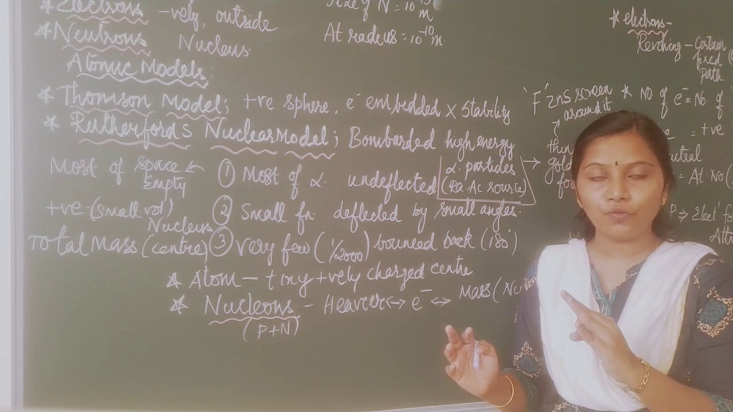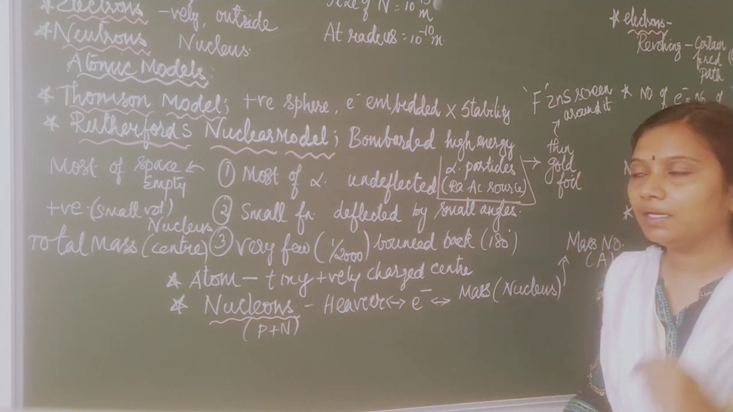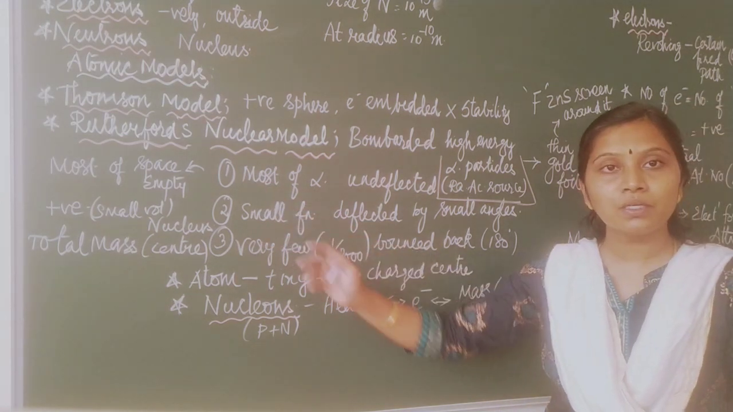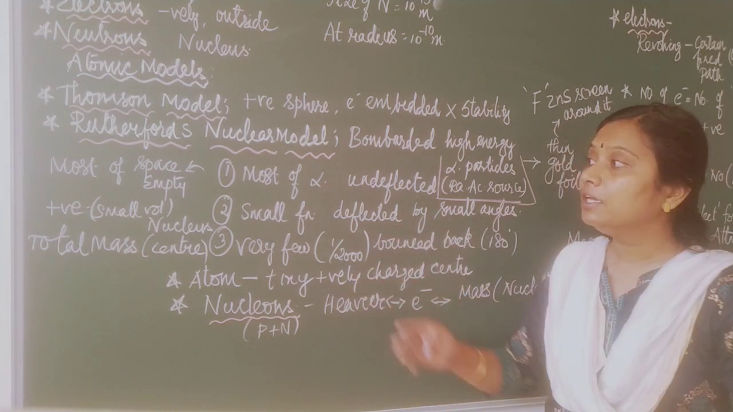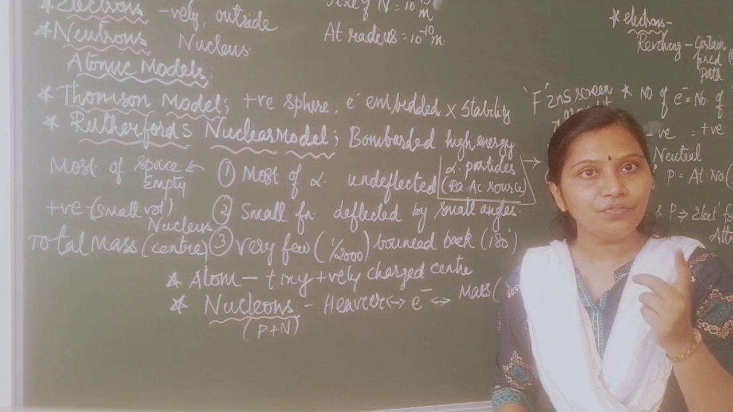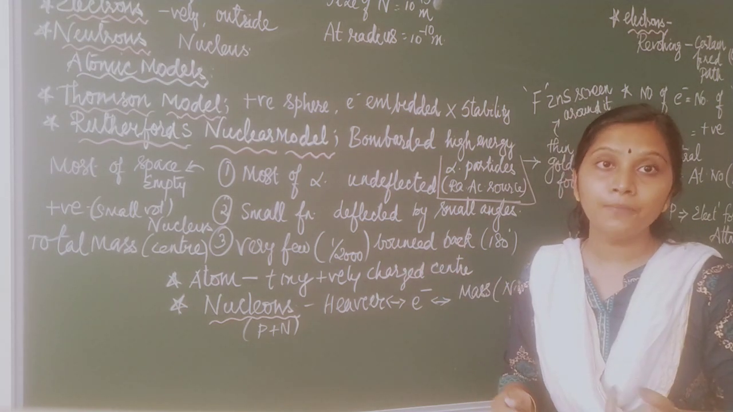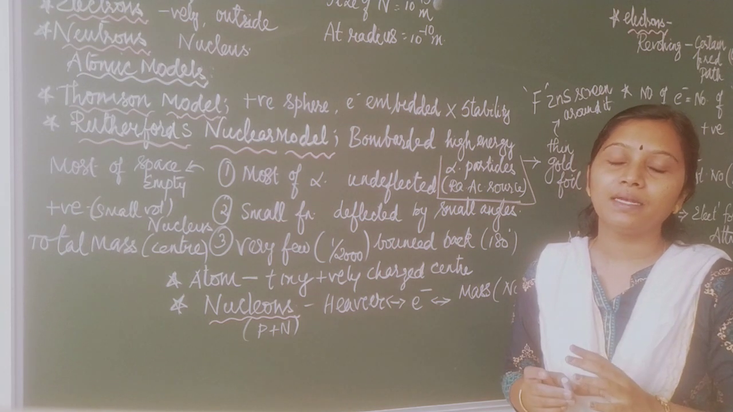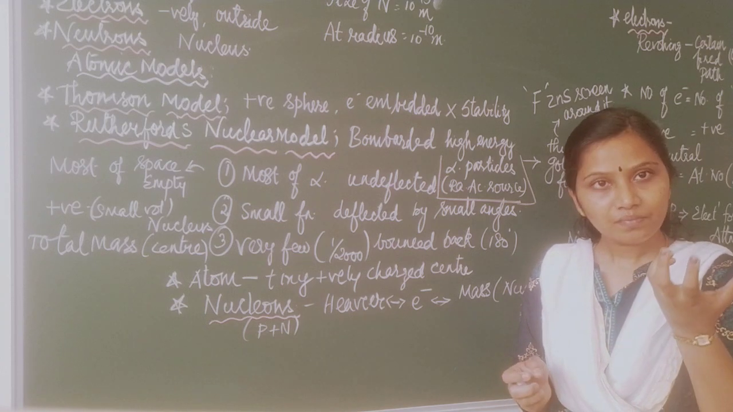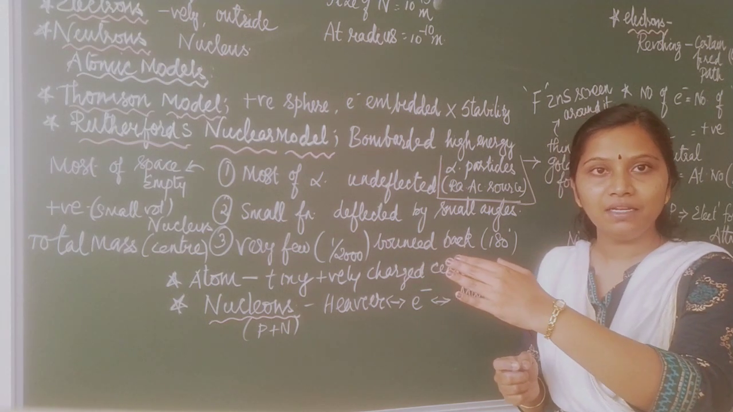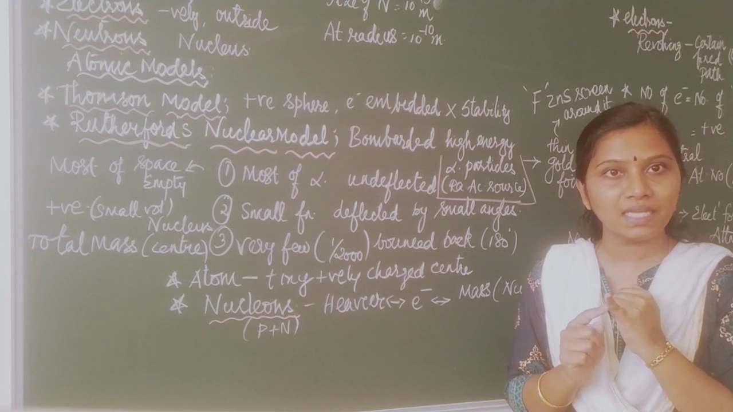So from his three observations, the scientist Rutherford derived three conclusions. What is the first observation? Most of the alpha particles went undeflected. They just passed through the gold foil. So he inferred that since most of the particles passed through the foil without being deflected, most of the space of the atom should be empty. So most of the space of the atom is empty. This was the first inference.